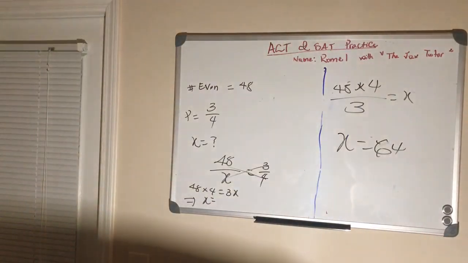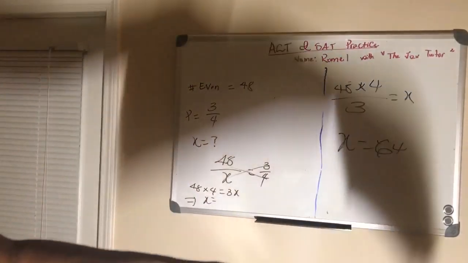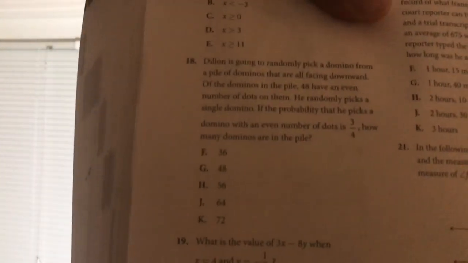Alright, so let's see what choice this is. This is choice J. Yeah, you can see this is J.